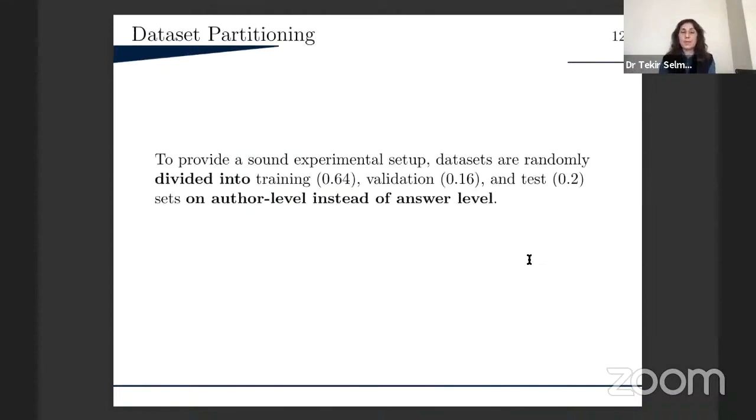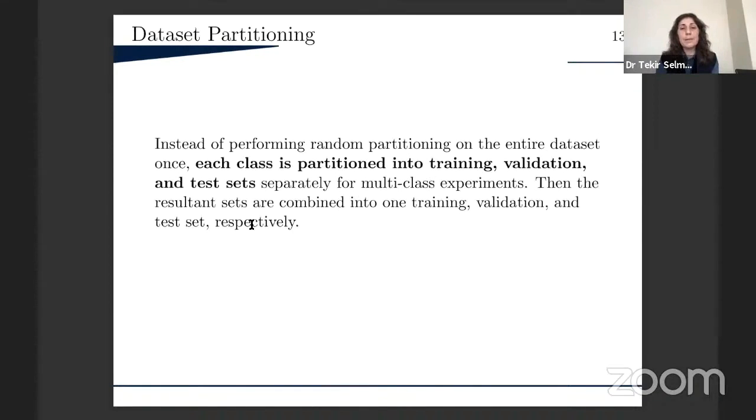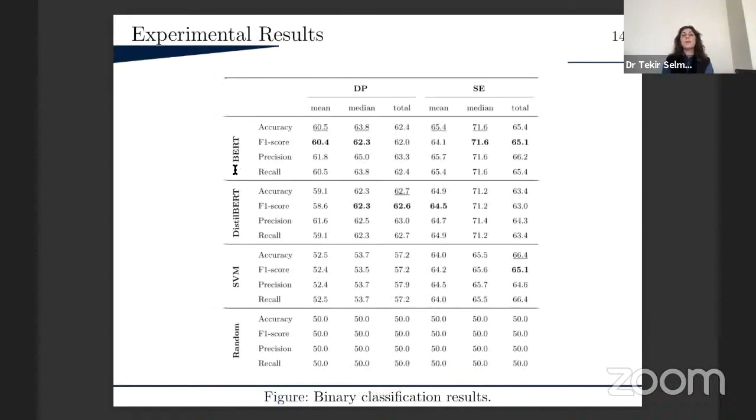Another detail related to experimental methodology was dataset partitioning. We did this partitioning at author level instead of answer level, because there can be a confounding effect due to author characteristics, and we try to deal with this issue. Additionally, instead of performing random partitioning, we applied the partitioning on a class basis so that we can deal with the class imbalance problem.